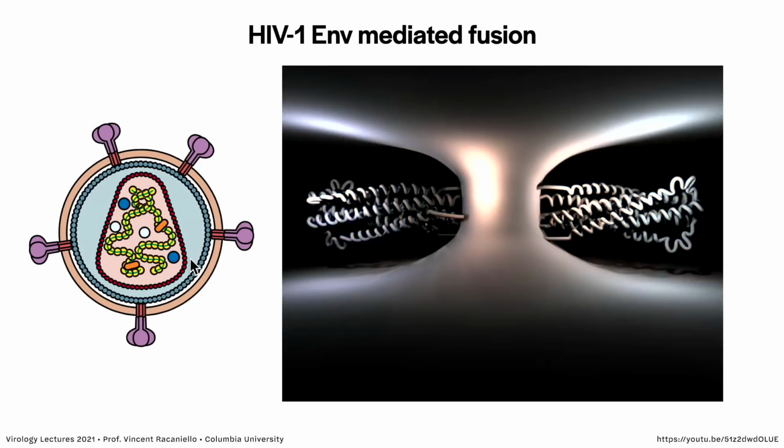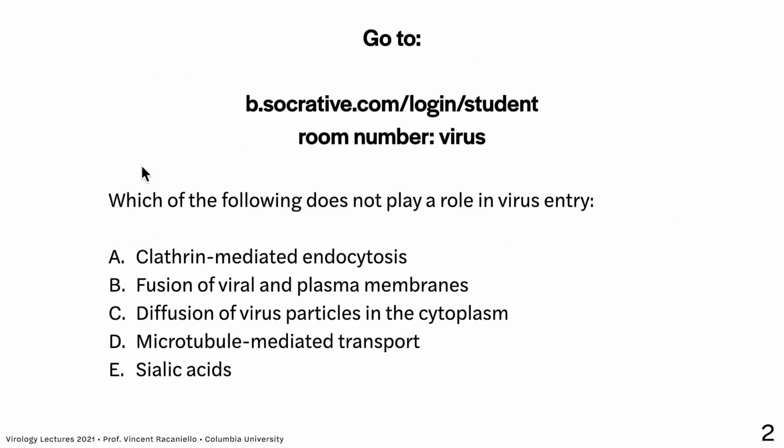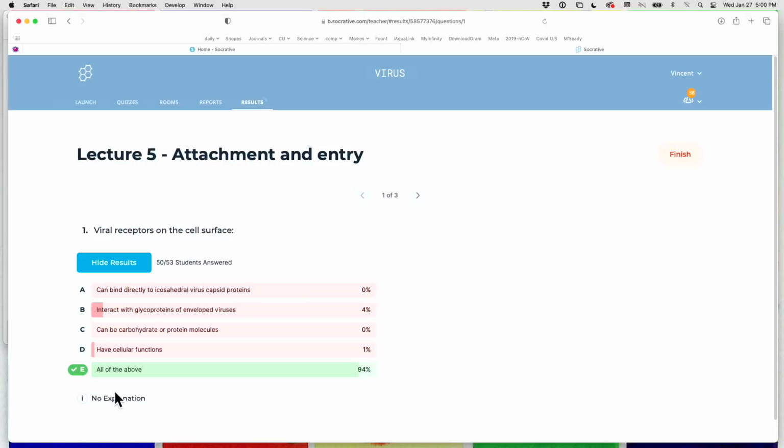You have this refolding of the glycoprotein. First, it extends when the receptor engagement occurs, and then it refolds, which is called hairpinning, to bring the membranes together. We'll see another view of that for influenza virus.